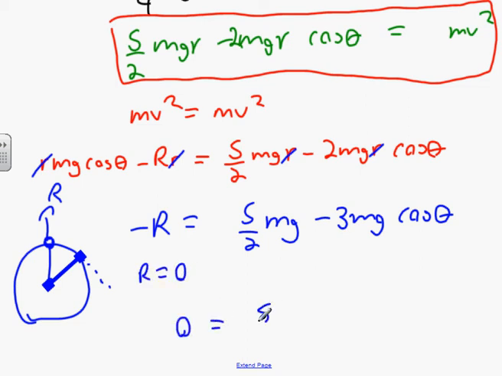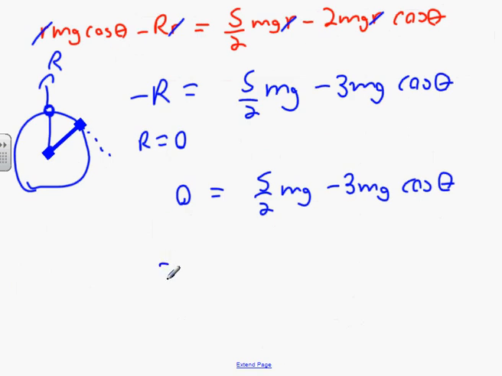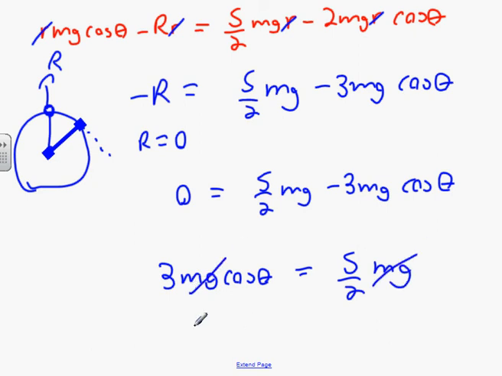So 0 equals 5 over 2 mg minus 3 mg cos theta. The mg's will now cancel, so we get 3 mg cos theta equals 5 over 2 mg. Cos theta equals 5 over 6. And when you inverse that, you're going to get 33 degrees 34 minutes.